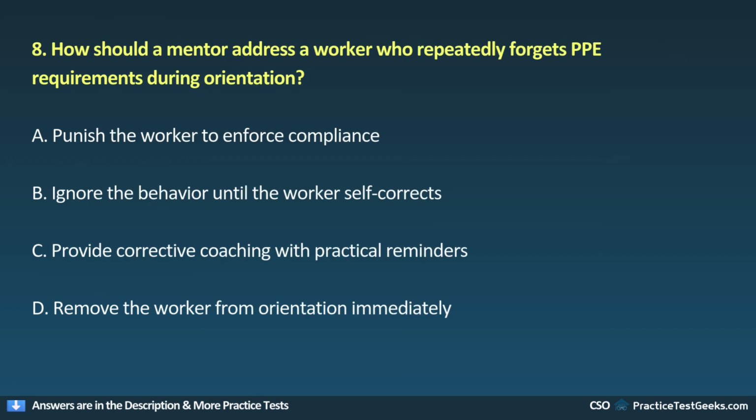8. How should a mentor address a worker who repeatedly forgets PPE requirements during orientation? A. Punish the worker to enforce compliance. B. Ignore the behavior until the worker self-corrects. C. Provide corrective coaching with practical reminders. D. Remove the worker from orientation immediately.